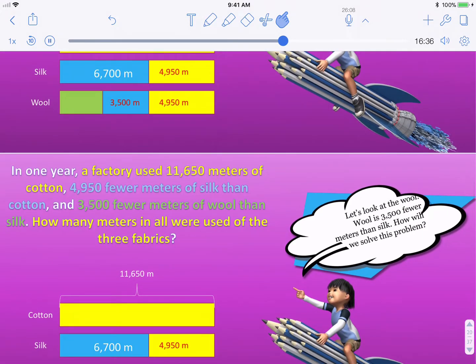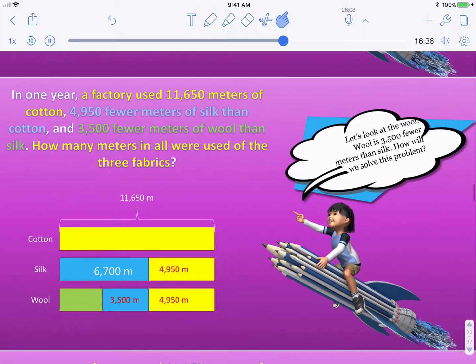Okay, let's look at the wool. Wool is 3,500 fewer meters than silk. How will we solve this problem? How are you going to solve that? Go ahead, I want you to find a space on this screen right here, and I want you to solve it.